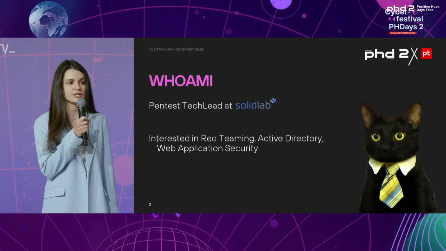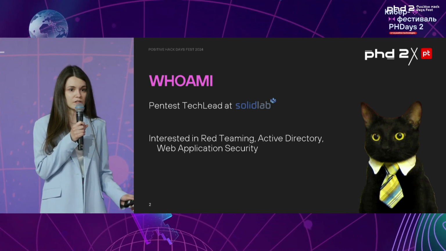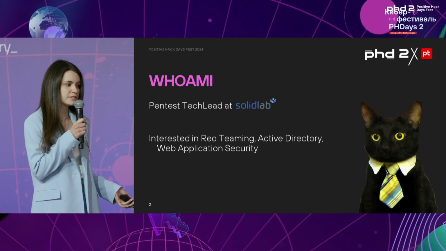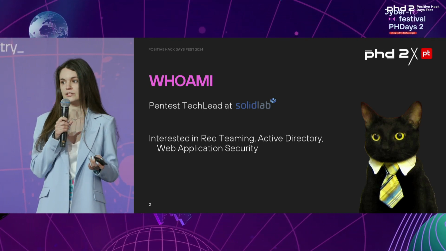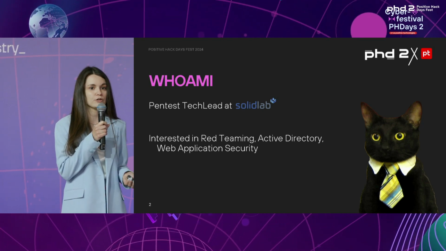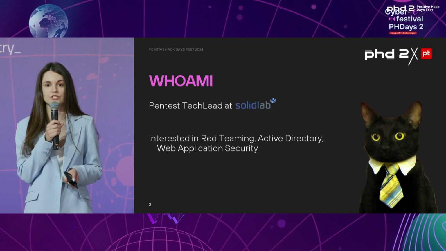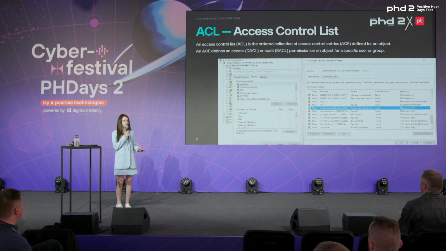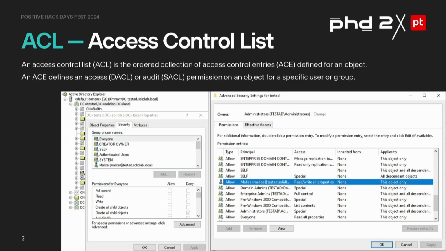I work at SolidLab. We do pen testing there, and at one such pen test we found a curious ACL WriteProperty for the domain. We searched online and couldn't find anything close to this kind of exploit. So we decided to do research of our own to find out what we can do about it. But before we get started, let me tell you some basics.